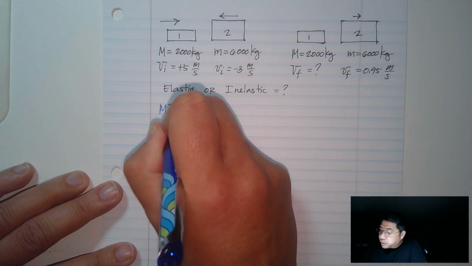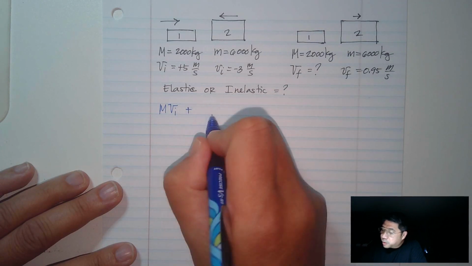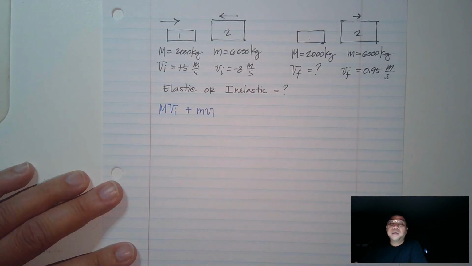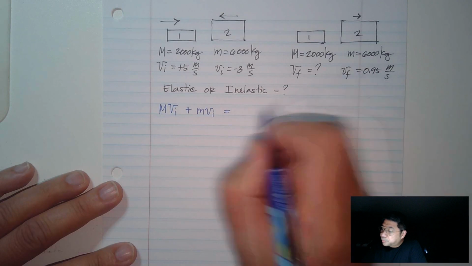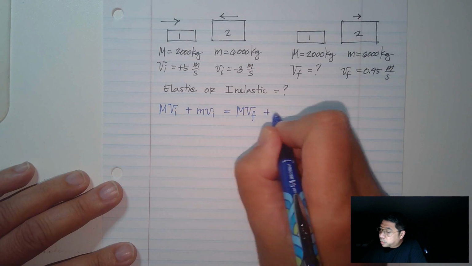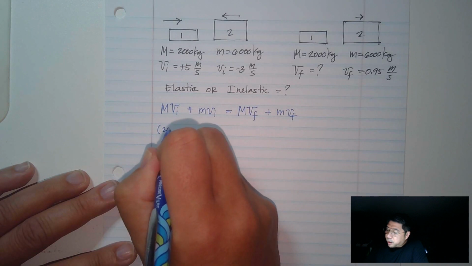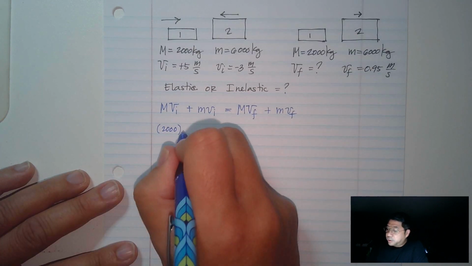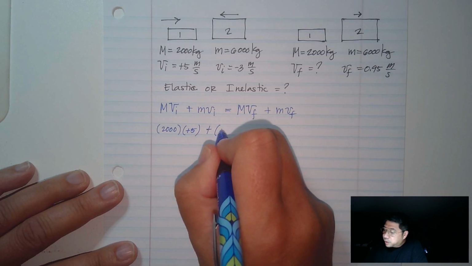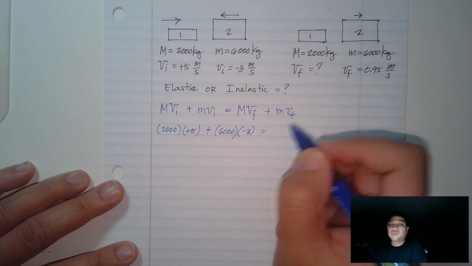which means that the initial velocity multiplied by the mass of the first object, plus the mass of the second object multiplied by the initial velocity of the second object, is equal to the sum of the momentum on both sides after collision. So let's start by plugging in the values of 2000, positive 5 for the first object, plus for the second object it's 6,000 multiplied by negative 3 for its velocity before the collision.